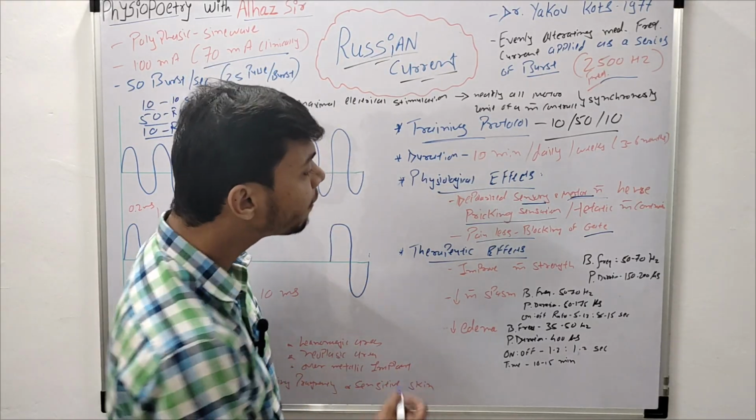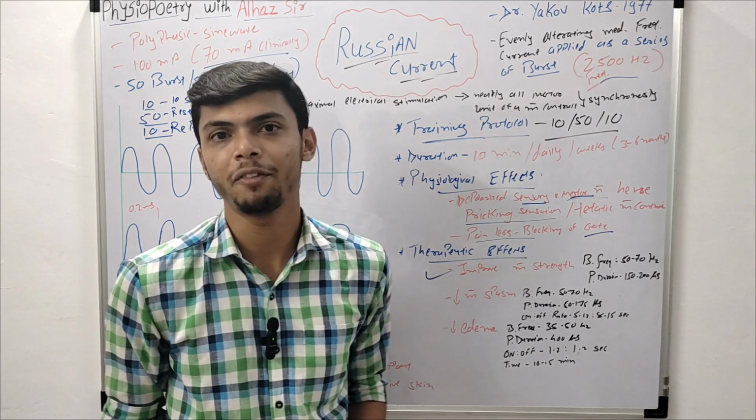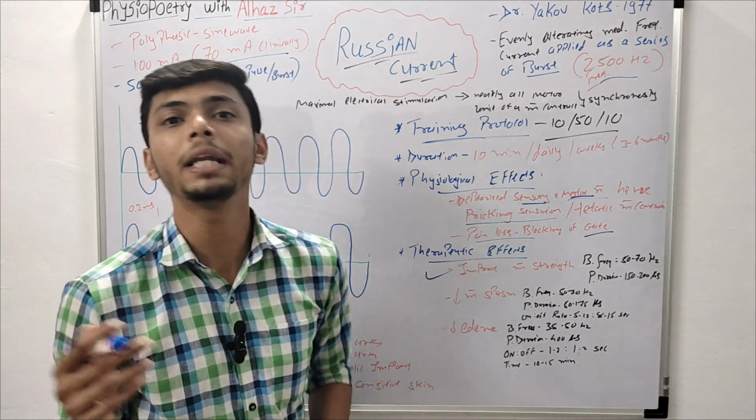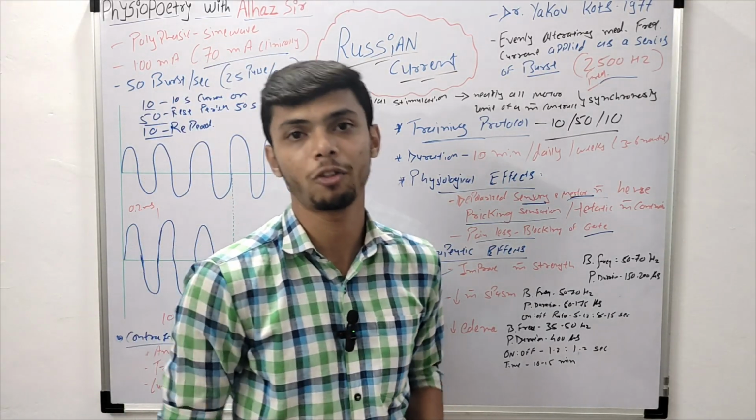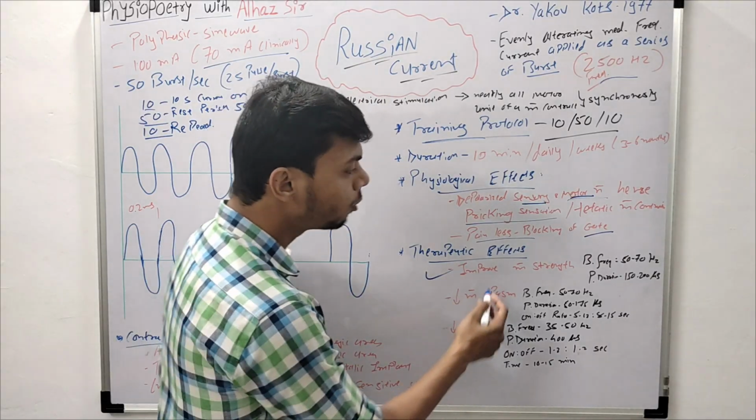Now, what are the therapeutic effects of Russian current? So it will improve the muscle strength. Definitely. The main purpose, the main indication of using the Russian current is to improve the strength of a muscle.